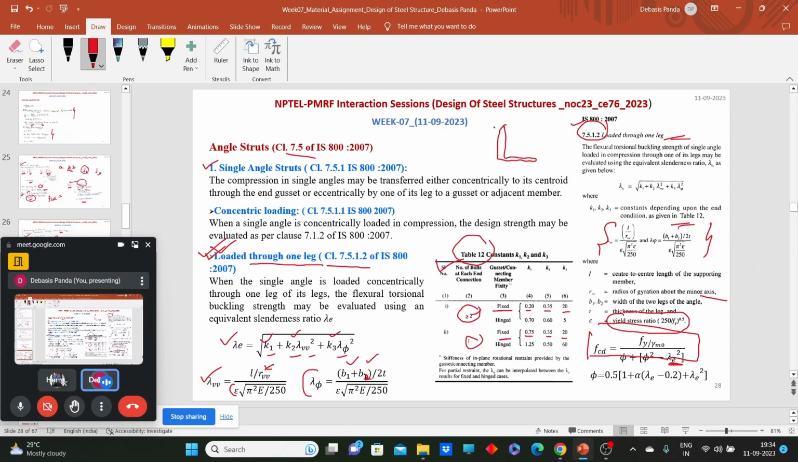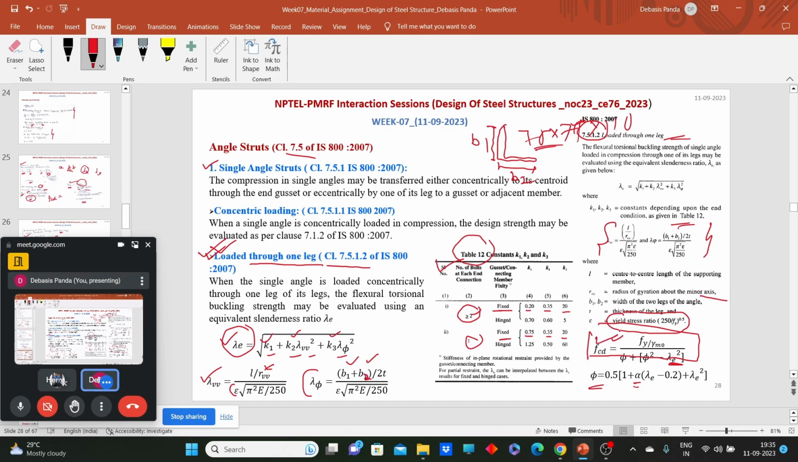What is that B1 and B2? B1 and B2 are nothing but the widths of the two legs of the angle section. Say this one is B1 and this leg is B2. So if it is an angle section of 75 into 75 into 10, then B1 and B2 should be 75 into 75. Okay. So using this equation, we can calculate lambda equivalent. And when we have the lambda equivalent value, we can calculate the phi value. How can we calculate the phi value? We have the equation. This alpha, the imperfection factor, we can calculate from table 7 based on the buckling class.